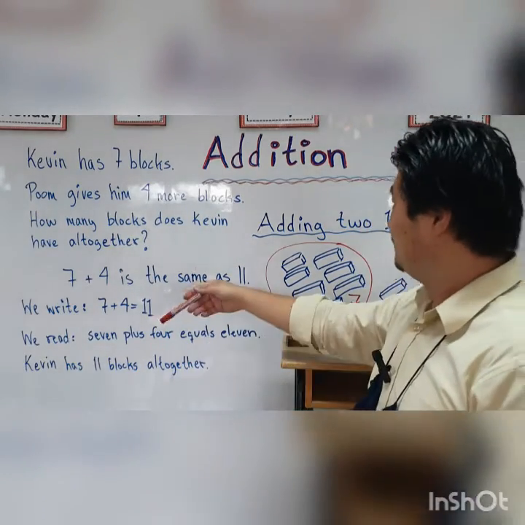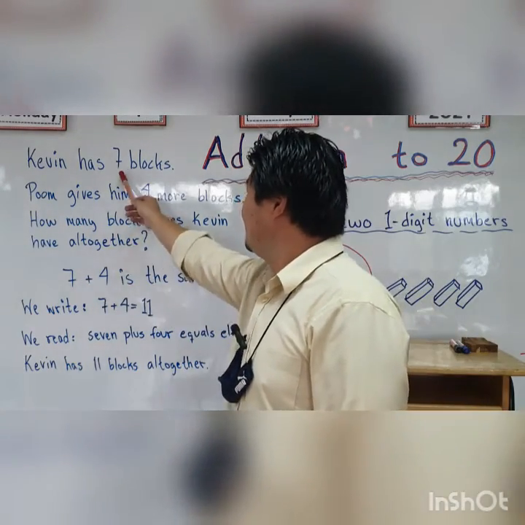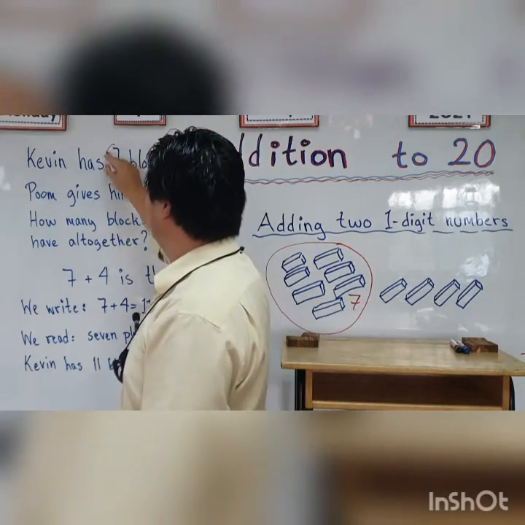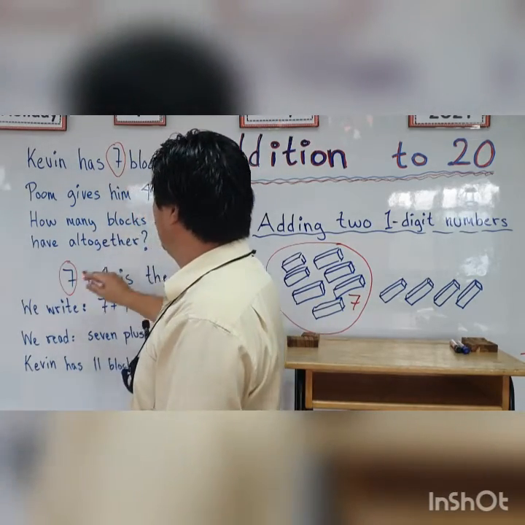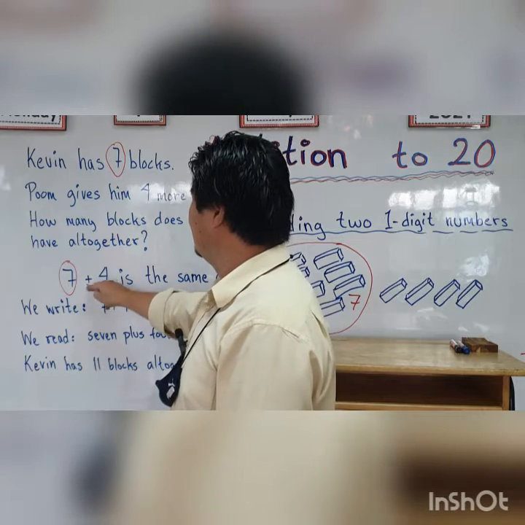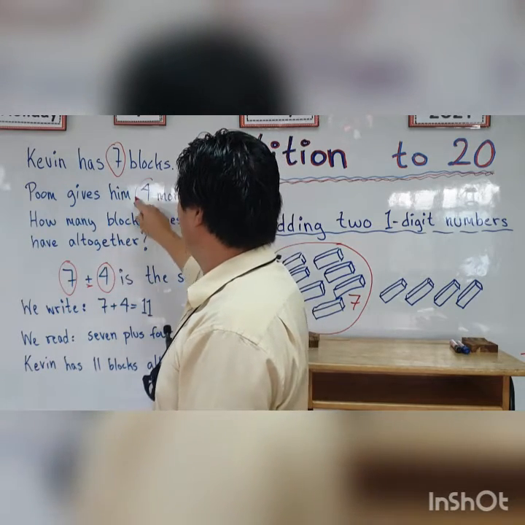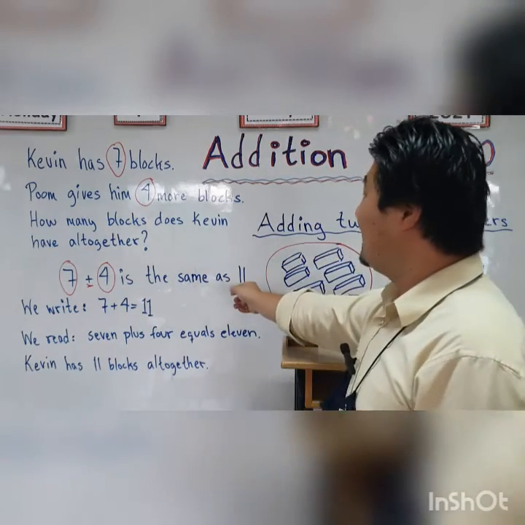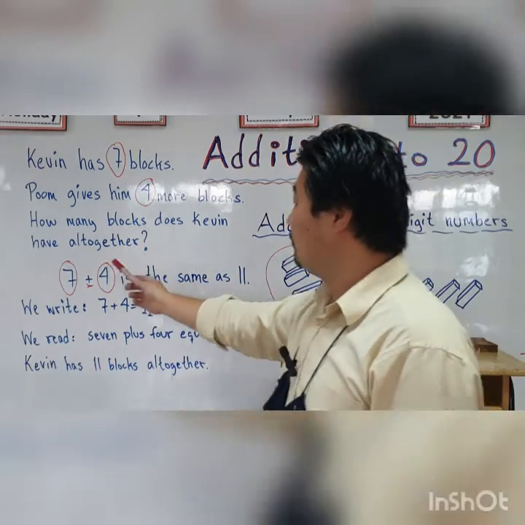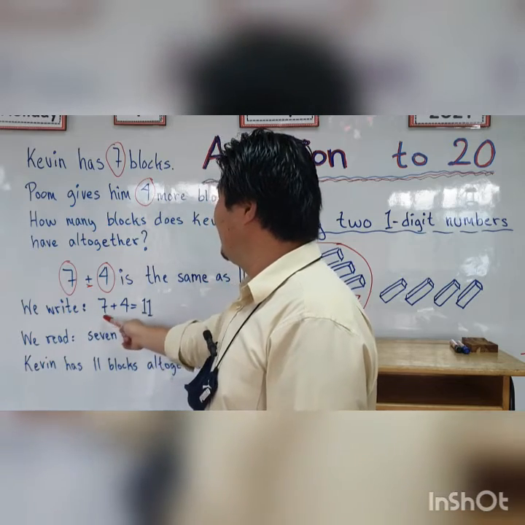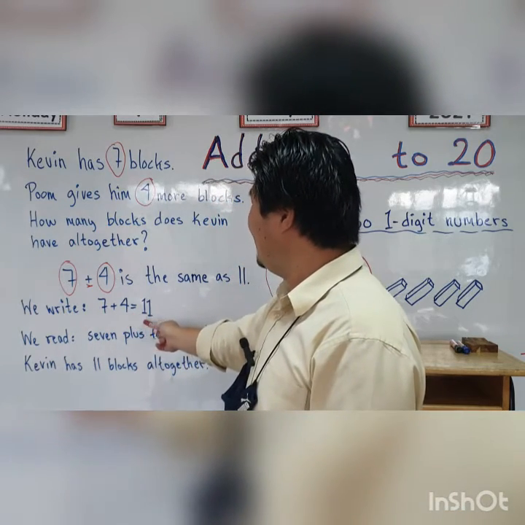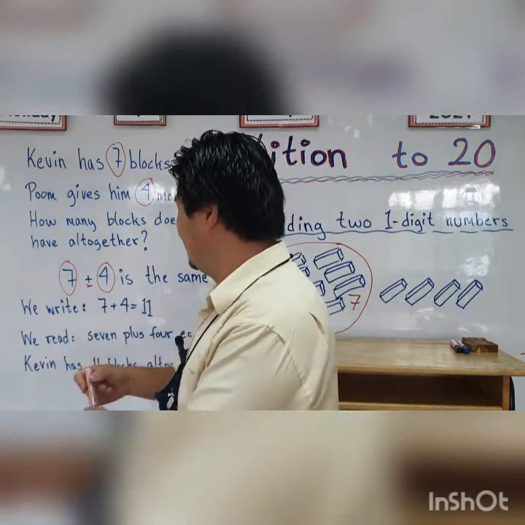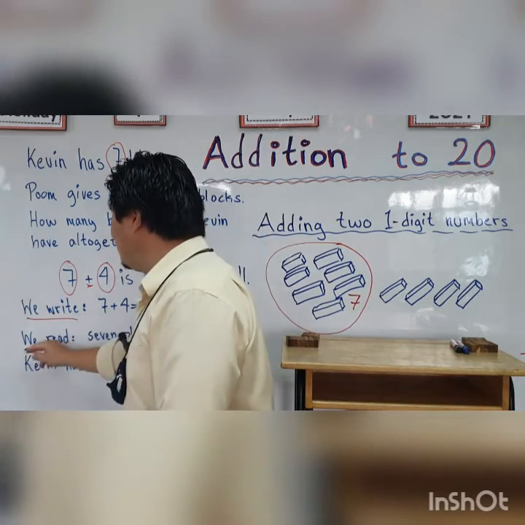So 7 plus 4 is the same as 11. And then we write 7 plus 4 equals 11. So this is how we write it, this is how we read it.